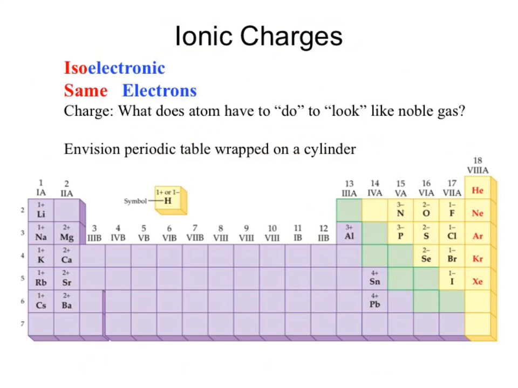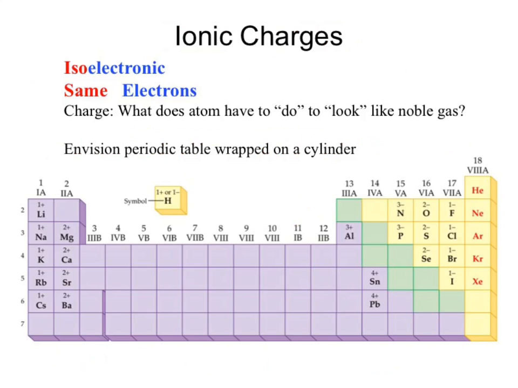So the next question is how? Sodium wants to look like a noble gas. If it looks like neon, what does it do? Loses 1 electron. If it looks like argon, it has to gain 7 electrons. Which is easier? Lose the 1. So sodium becomes plus 1. Magnesium. Magnesium can look like neon or argon.